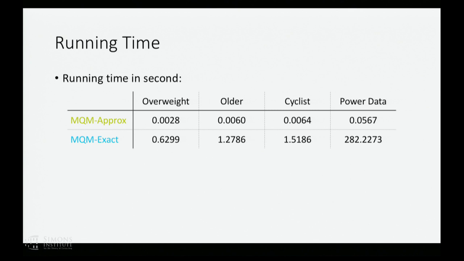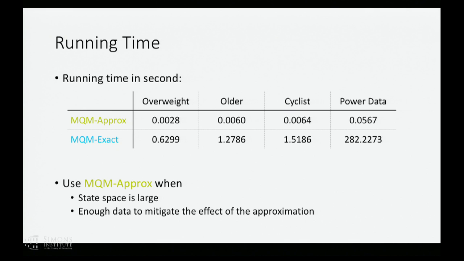Comparing these two algorithms in terms of running time, we can see that MQM exact in general will take much longer than MQM approx, especially when the state space is very large. So in practice, we would suggest using MQM approx when the state space is large and when there is enough data to mitigate the effect of the approximation, like in the case of the power meter tracking data.